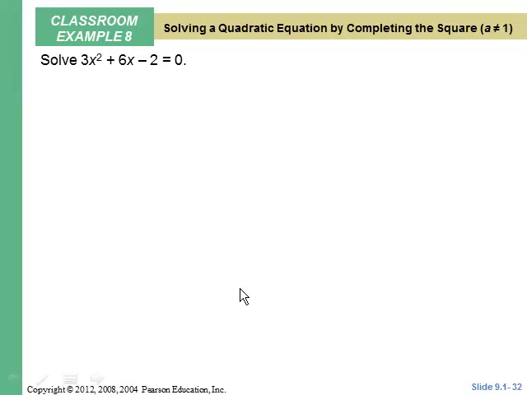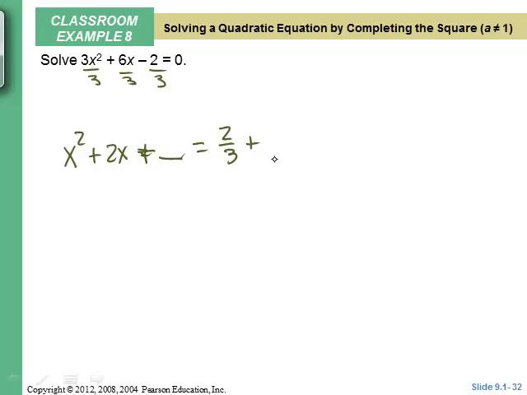Now, what do you do if you have a coefficient in the front? If you do, you have to divide everything by that coefficient. So you end up with x squared plus 2x plus blank equals 2/3 plus blank. X, bring down the plus sign, half of 2 is 1. 1 squared is 1, or 3/3, which makes this 5/3.